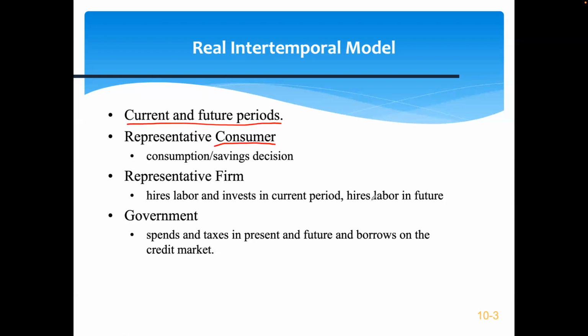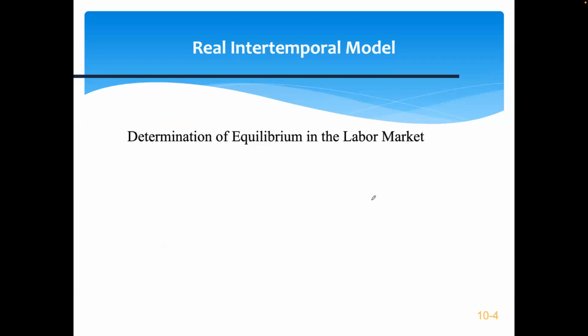The government also lives for two periods, meaning today and tomorrow, or current and future. Remember, this is a dynamic model. So this is an overview of the real intertemporal model we are going to study. To summarize, we consider a dynamic model with two periods. There are three players in this economy: a consumer, a firm, and the government.